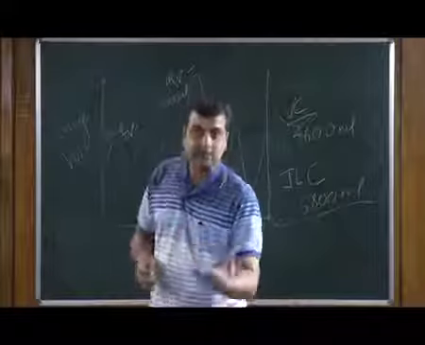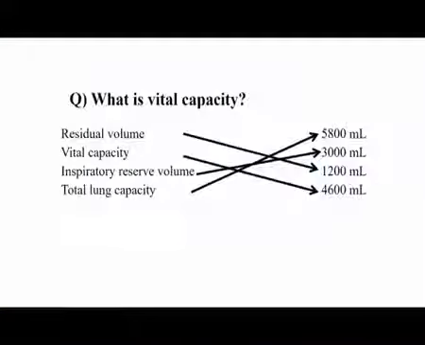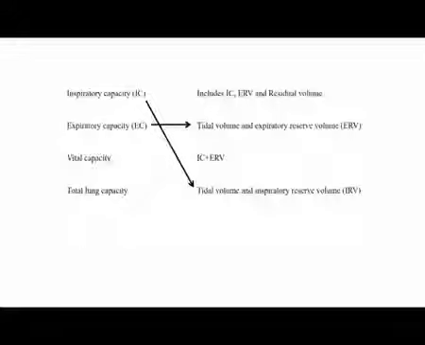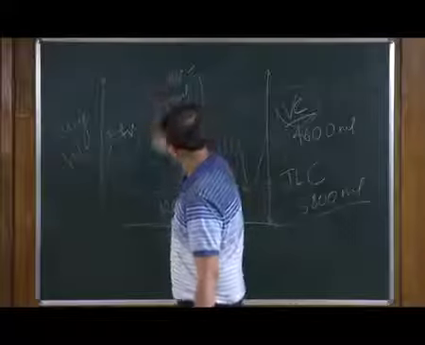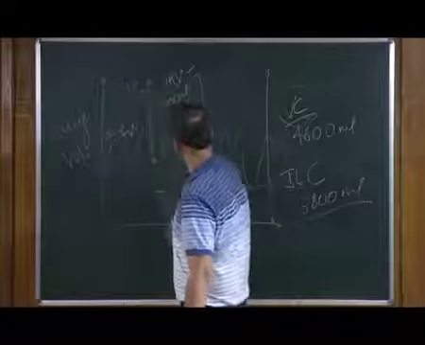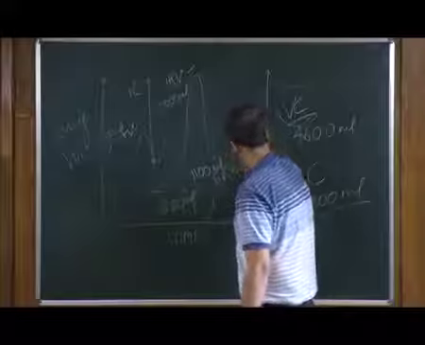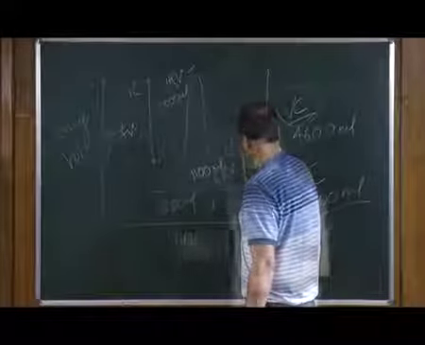So, next in continuation to this one, I just noted down in one slide that we have two capacities, inspiratory capacity and expiratory capacity. The expiratory capacity is the tidal volume and expiratory reserve volume, and the inspiratory capacity is tidal volume plus inspiratory reserve volume. So, if we add these two, we call it inspiratory capacity. If we add these two, we call it expiratory capacity.